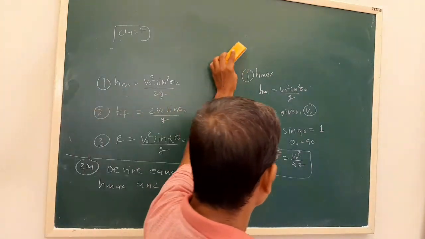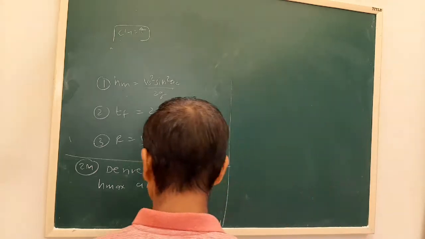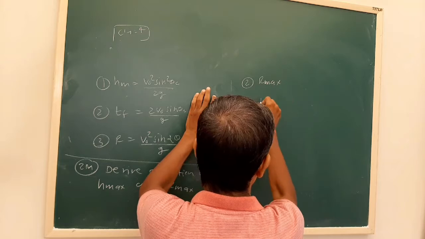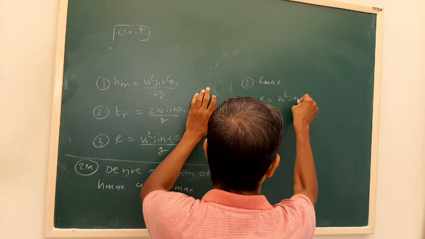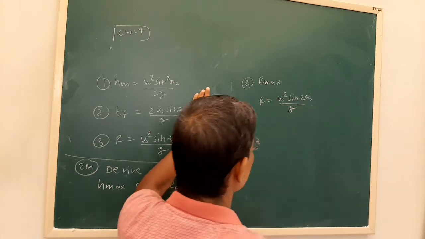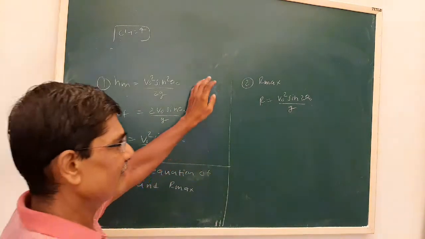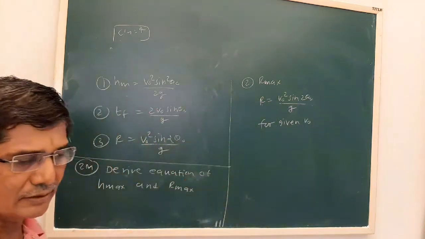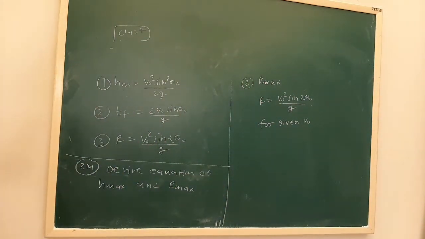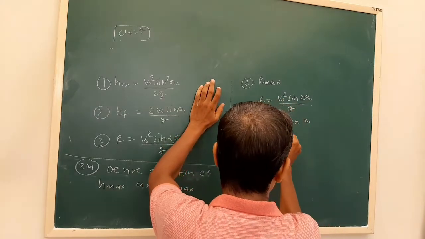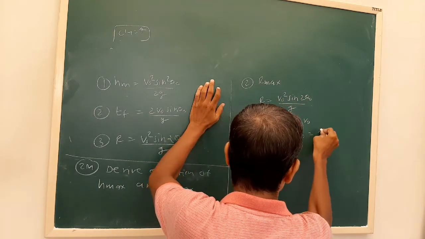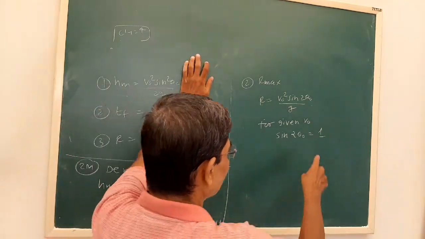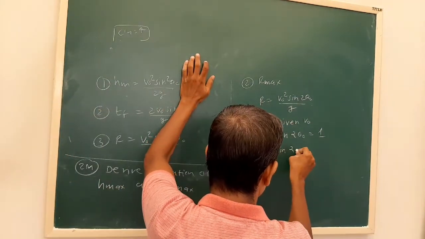Now second is Rmax. Now the range of the projectile we have obtained is V0 square sine 2 theta 0 upon G. Now for given V0, that is V0 we consider constant, sine 2 theta 0 should be 1. Then and only then this term will become maximum. Now sine value is 1 when the angle is 90.